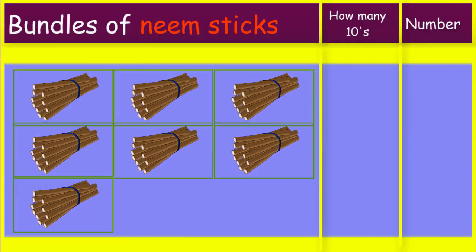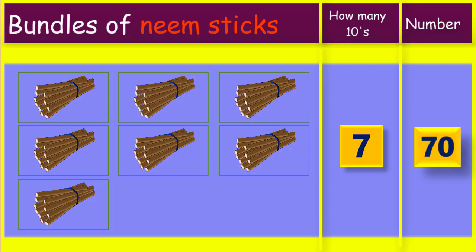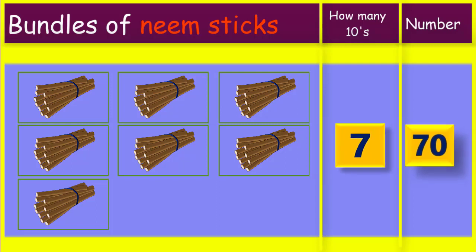See here now. The number of bundles of name sticks is 7. So the number of name sticks is 70. 7 bundles have 70 name sticks. This is called 7 tens.